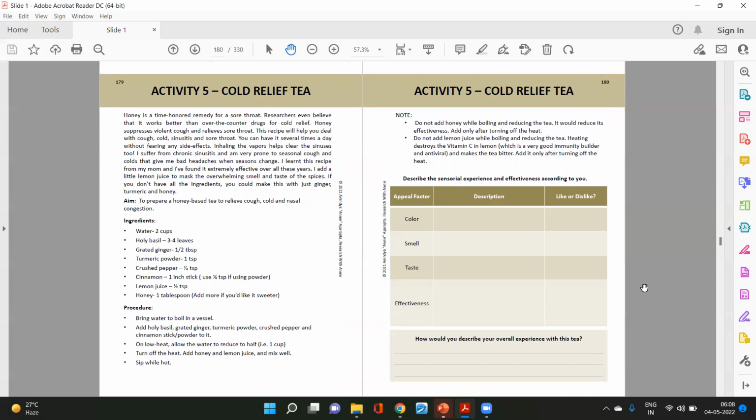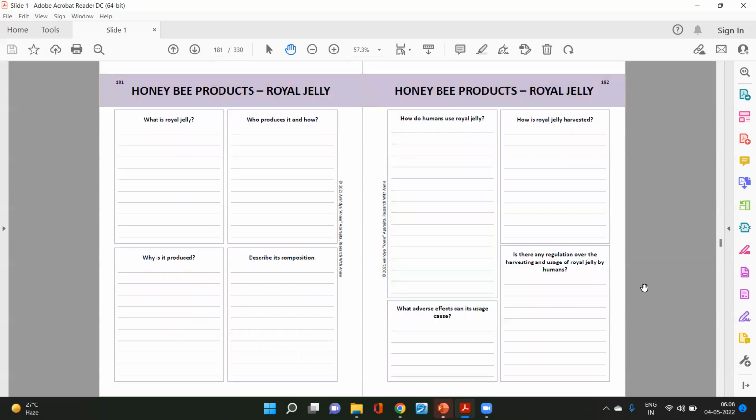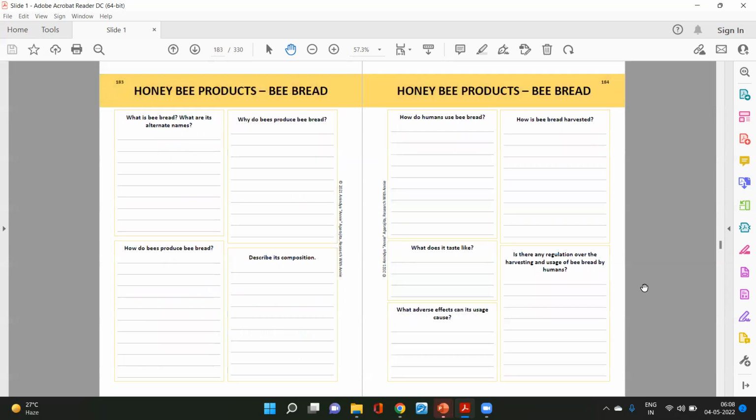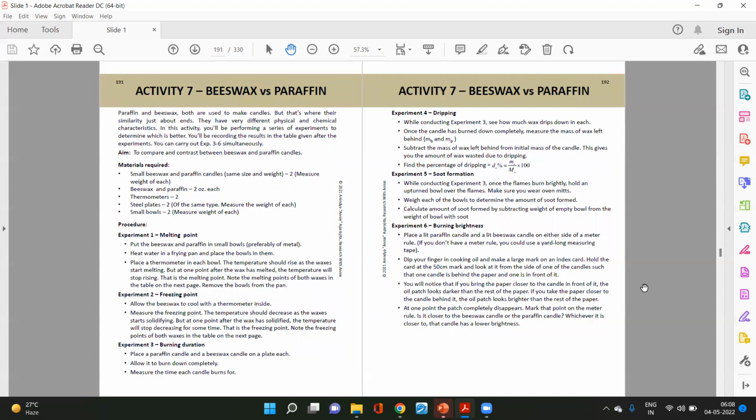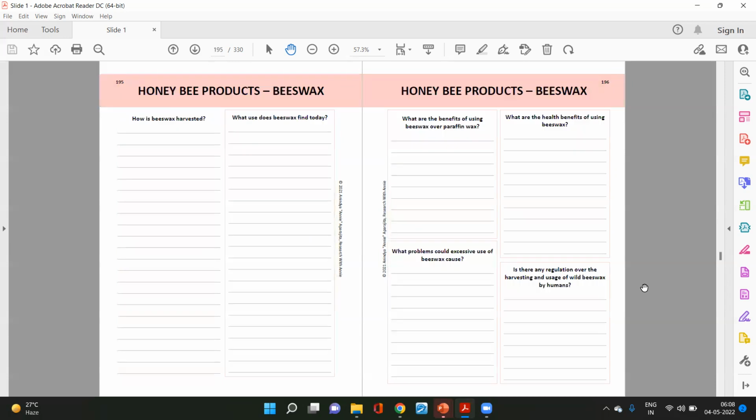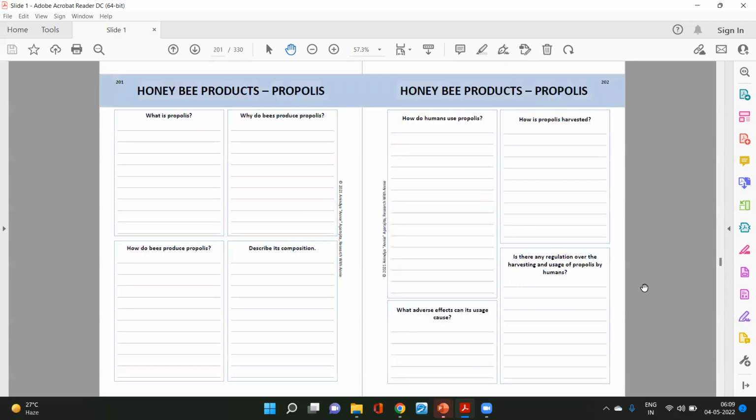This is something I have personally used ever since I was a child. So this is a recipe that's very familiar to me. And then we come to royal jelly and its use and why it's produced and stuff like that. Then bee bread, you create a mock bee bread, and then beeswax and how beeswax compares with paraffin. And then you make your own beeswax candle.